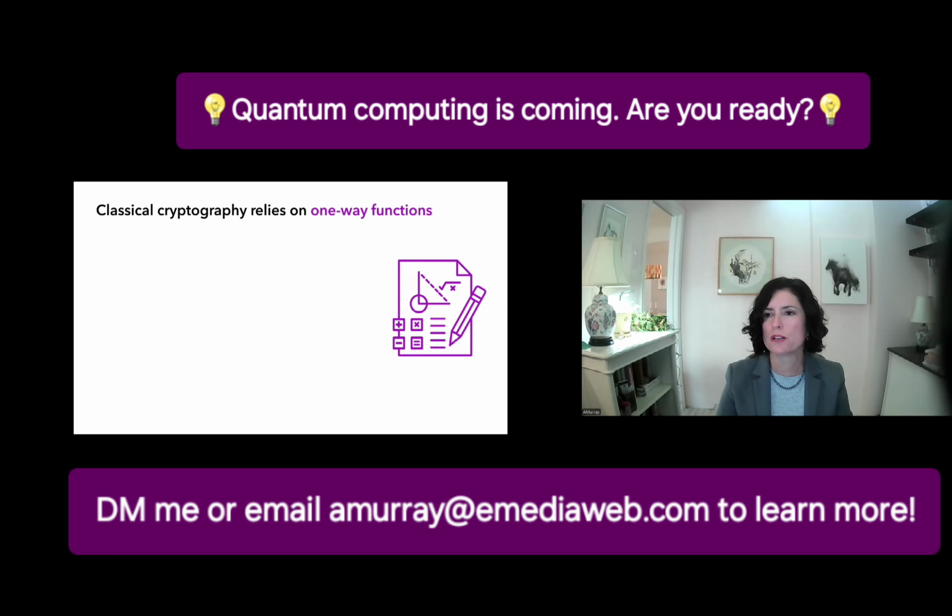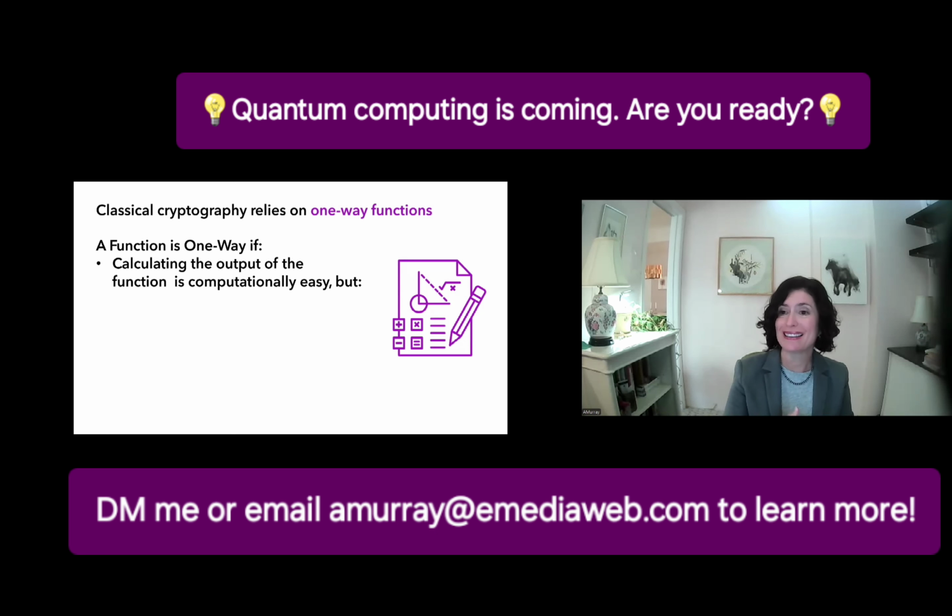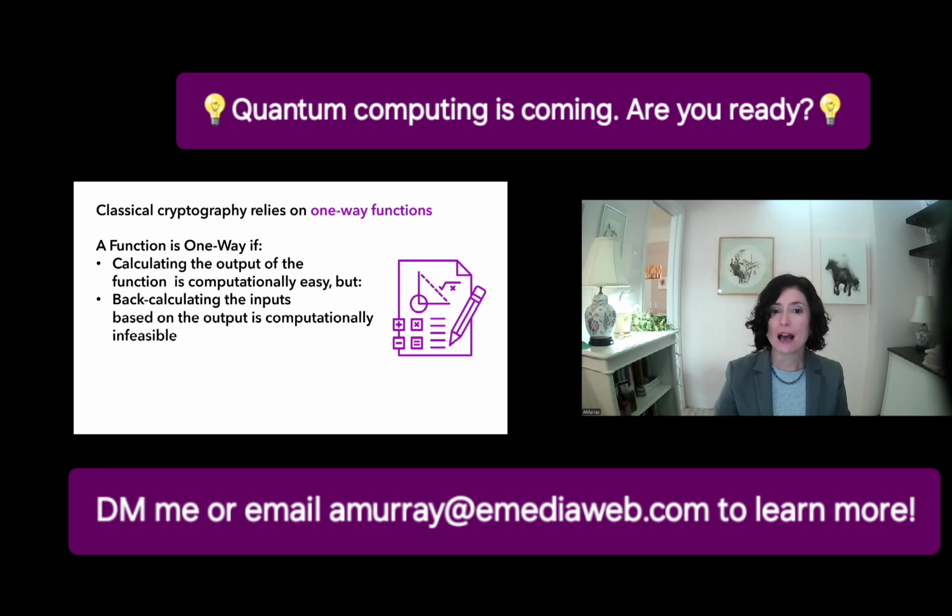I'm going to take a little detour into talking about cryptography, because what we're talking about is cybersecurity, and security relies on cryptography. And specifically classical cryptography that relies on what we call a one-way function. A function is one way if we can calculate the output very easily. 2 + 2 = 4. That's pretty easy. But backtracking from the 4 to what produced it is hard. So if I told you the answer is 4, you would have no idea what got to the 4.